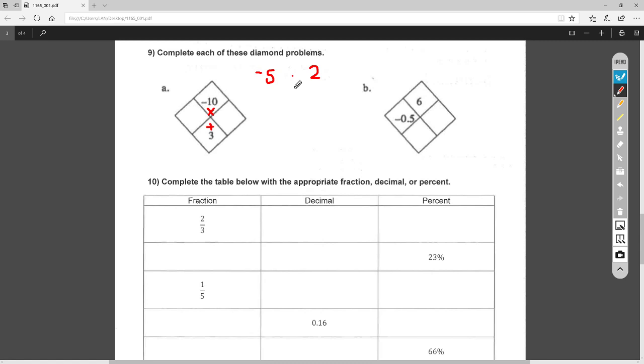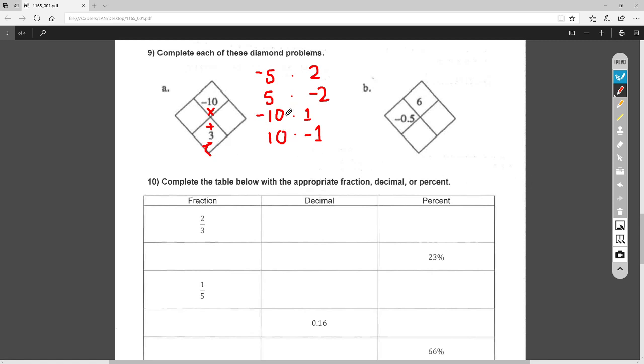So our options are negative 5 times 2 or a positive 5 times a negative 2. Of course there are other ways to get negative 10, right? We could do negative 10 times 1, or even a positive 10 times a negative 1. Okay, but we need to look at these numbers and see which ones would add to make a positive 3, because that's what we need on the bottom of our diamond problem.